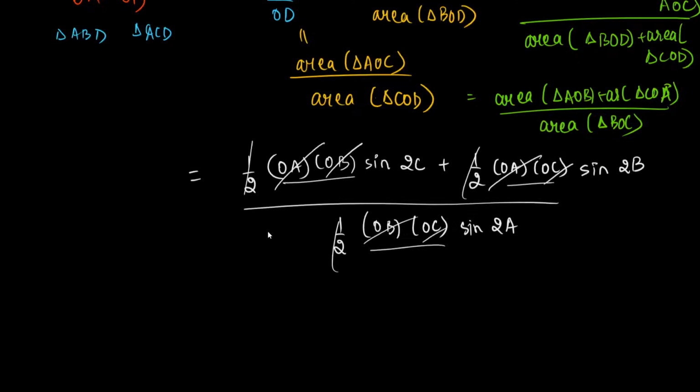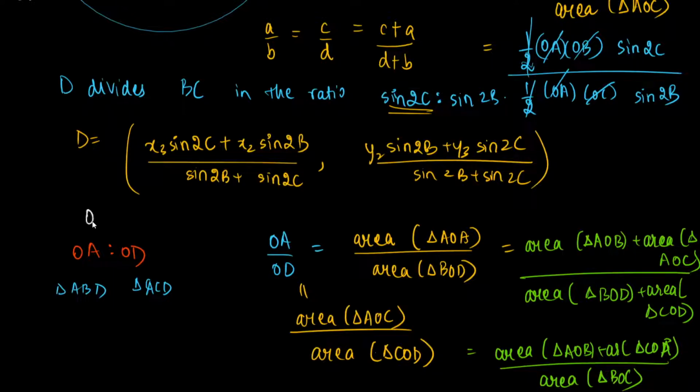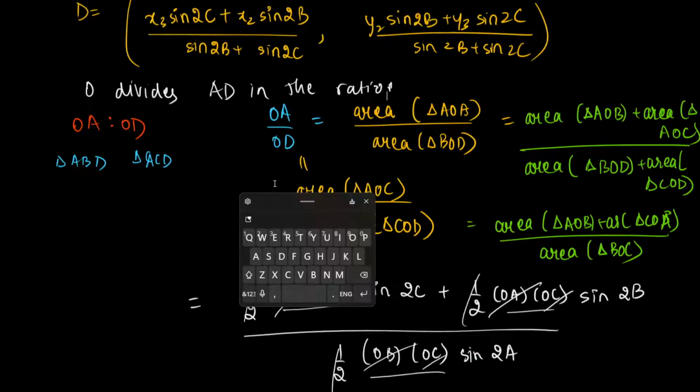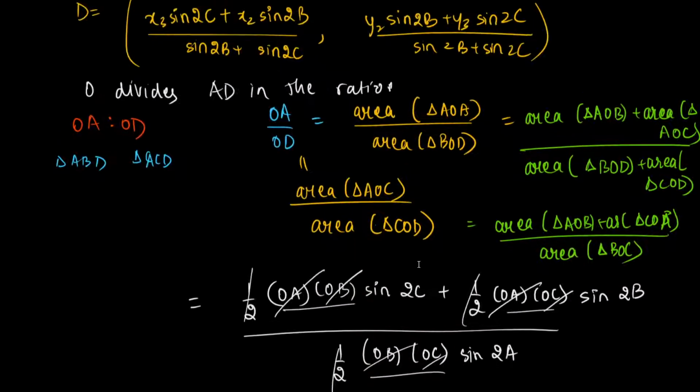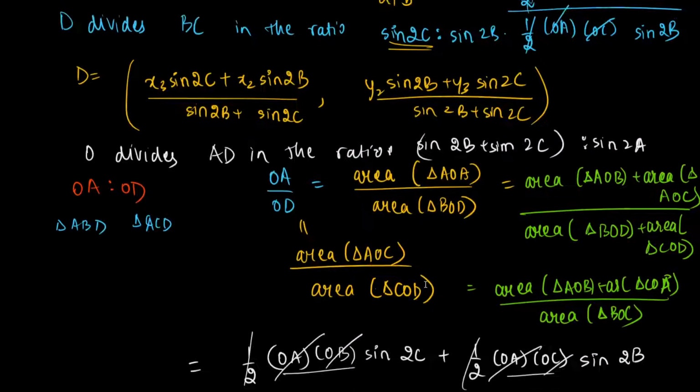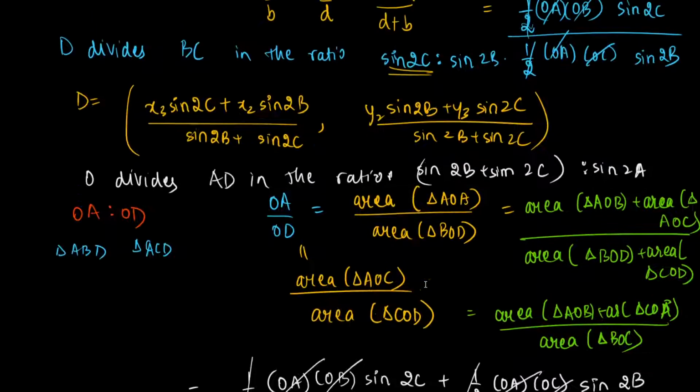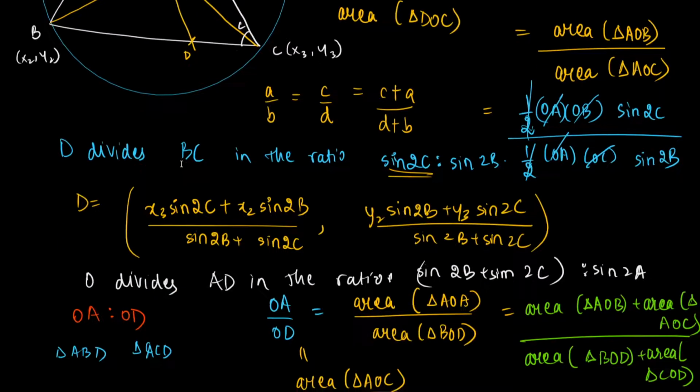And the ratio in which O divides AD, what's the ratio? OA upon OD is going to be equal to sine of 2B plus sine of 2C is to sine of 2A. And notice that we have the same thing in the denominators here, so that's perfect. So we just need to apply the section formula once more, and then we'll have the coordinates of the circumcenter.